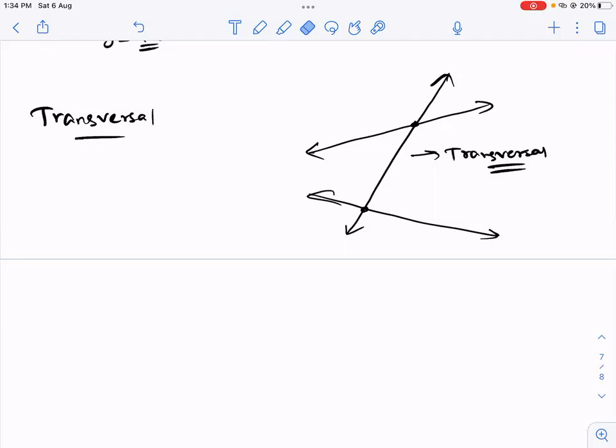Okay, but you cannot define these kinds of corresponding angles at all, because they are not parallel lines.